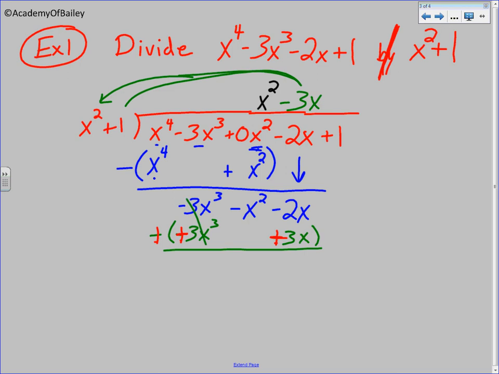These cancel out. We're left with negative x squared. And then negative 2x plus 3x should be a positive 1x. We need to drop down 1. It's positive 1, so we'll drop it down.